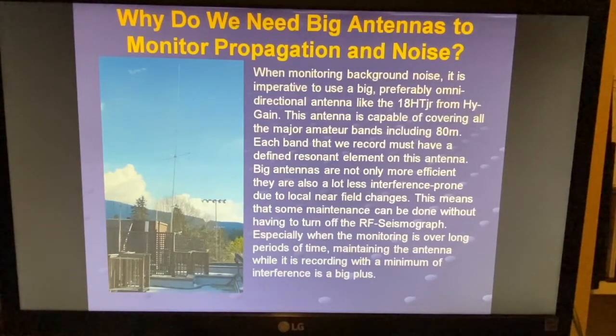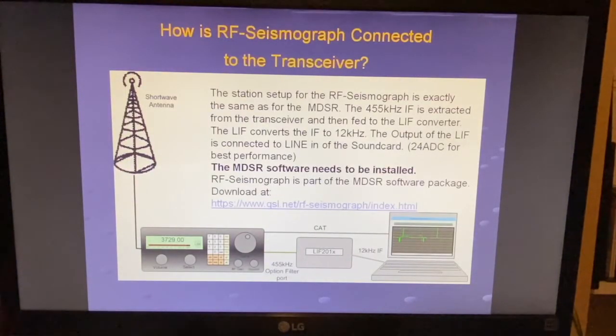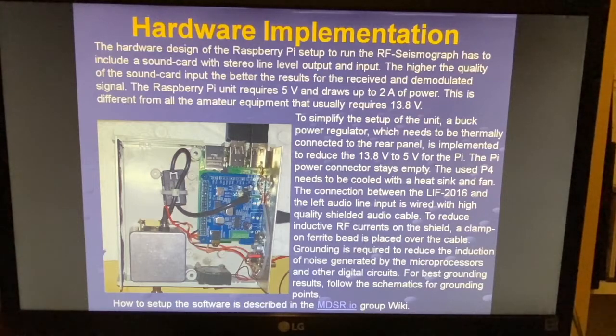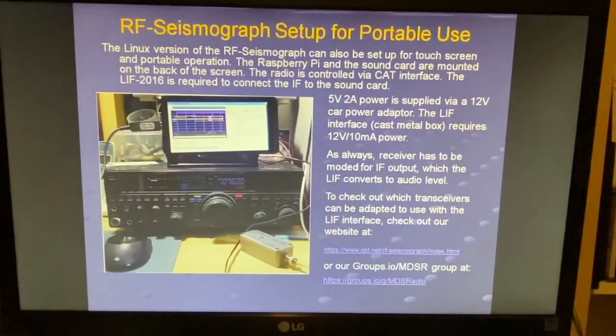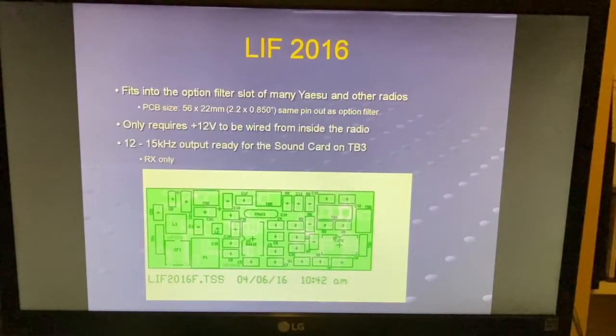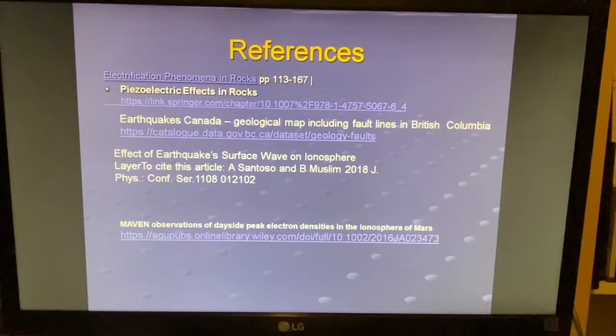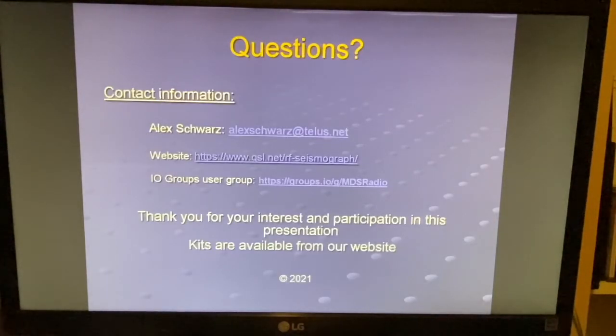Here we see the antenna that we set up. This is more detailed information. This shows the information about the RF seismograph itself, how we built it. There's another portable version of the RF seismograph. It's all based on the Pi. This is the converter board that is needed to make the radio signal possible to be read into a sound card by the RFB board. There are some more references.